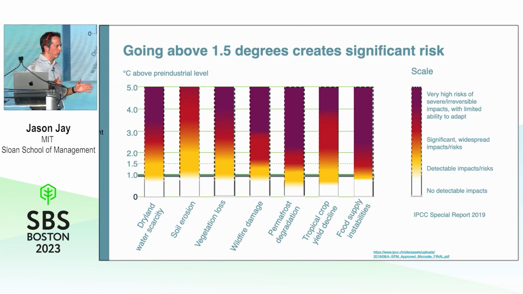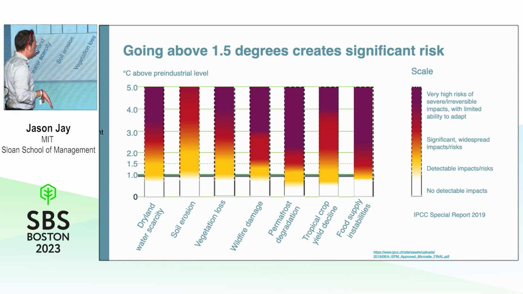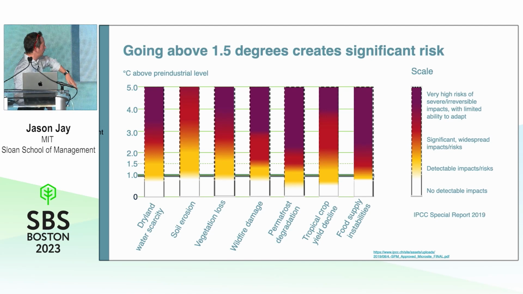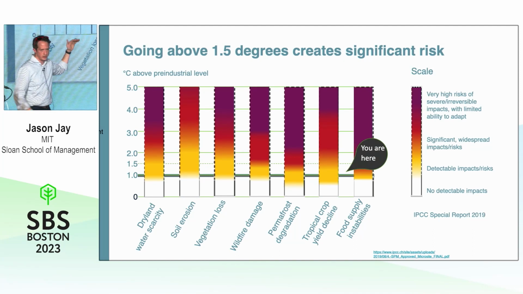Let's start with what problem are we trying to solve? This graph familiar to everybody? If it's not, this comes from the IPCC. This shows us the level of risk that increases as we warm up the planet. You are here. We've warmed up the planet about 1.1 degrees Celsius above pre-industrial levels.